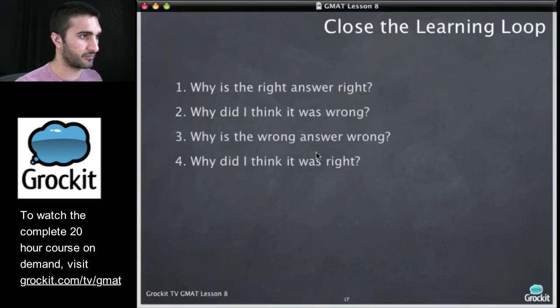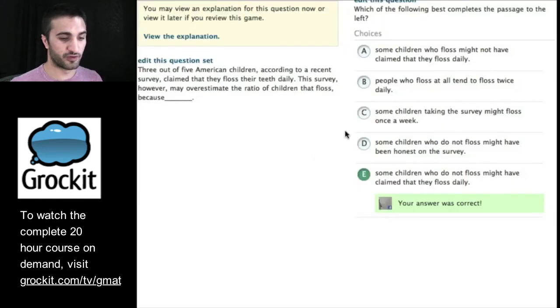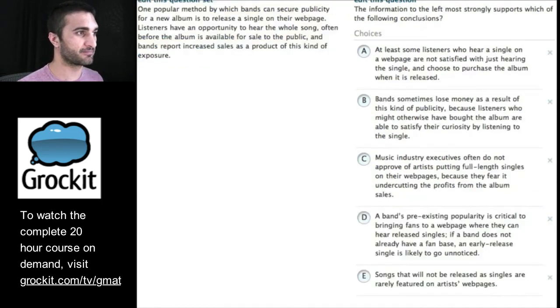So we're going to actually take a look at 3 more critical reasoning questions. We're going to work these on our own and then review them together. Let's take a look. I want you to identify it, work the question, and tell me what the answer choice is in the chat box. You have 2 minutes.